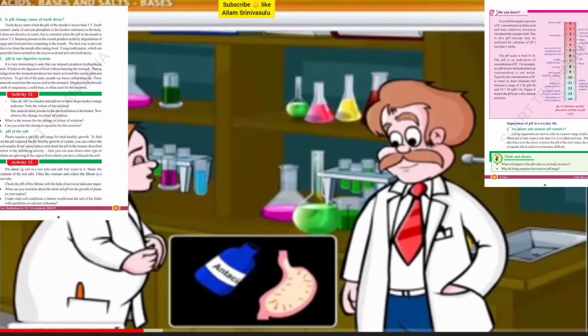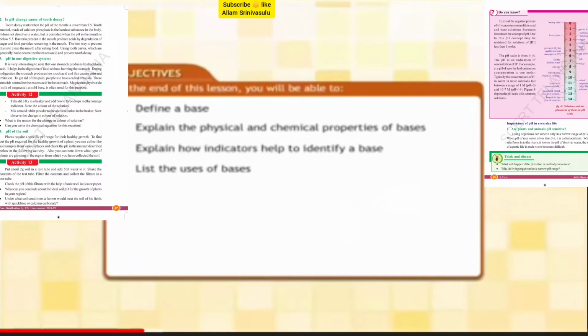So a pH value below 7 is acidic in nature, above 7 is basic in nature, and exactly 7 means neutral. We can identify: strong acid is 0, strong base is 14, neutral is 7. It is shown on paper there.